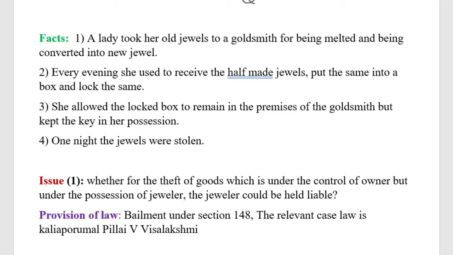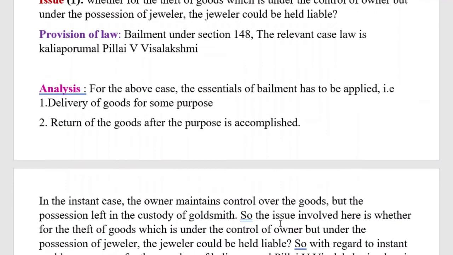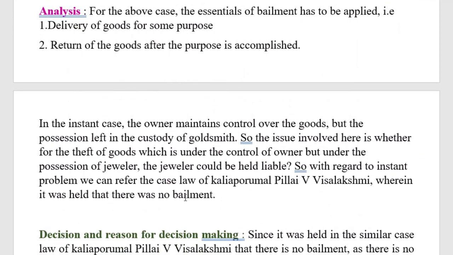But suppose the banker could open the locker without the key of the customer. Under such circumstances, the banker could be held liable. We can see this under the case law of National Bank of Lahore versus Sohan Lal. Why am I telling so many case laws in this video? Depending upon the problems given in the question paper, you have to apply the principles of law and solve the problems.